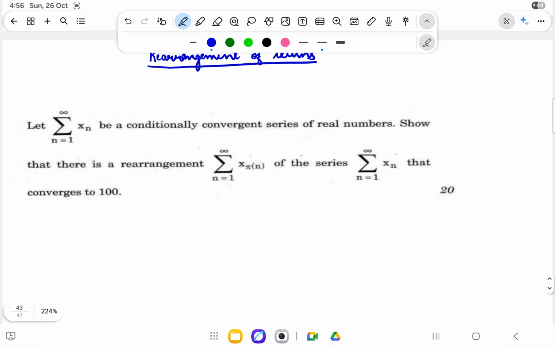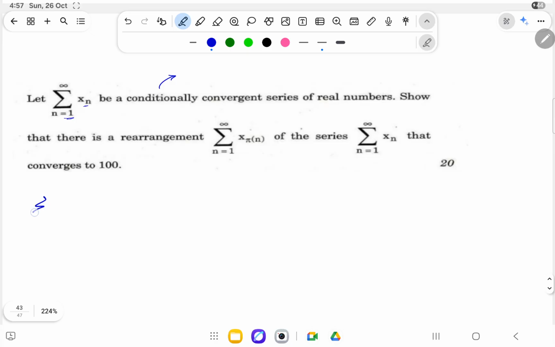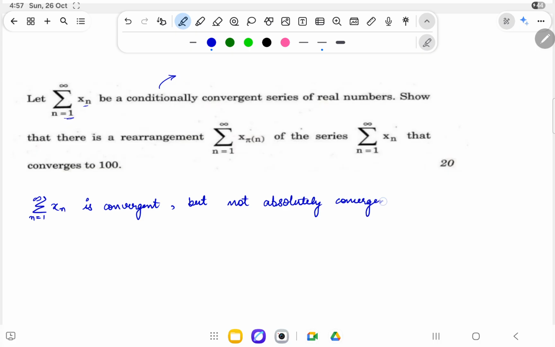So what they have given to us is a series xn that is conditionally convergent. Conditionally convergent means that the series is convergent but it's not absolutely convergent. So that means that summation n equals 1 to infinity xn is convergent, but it's not absolutely convergent. And further they have given us that it is a series of real numbers, and we know that real numbers can be both positive and negative.